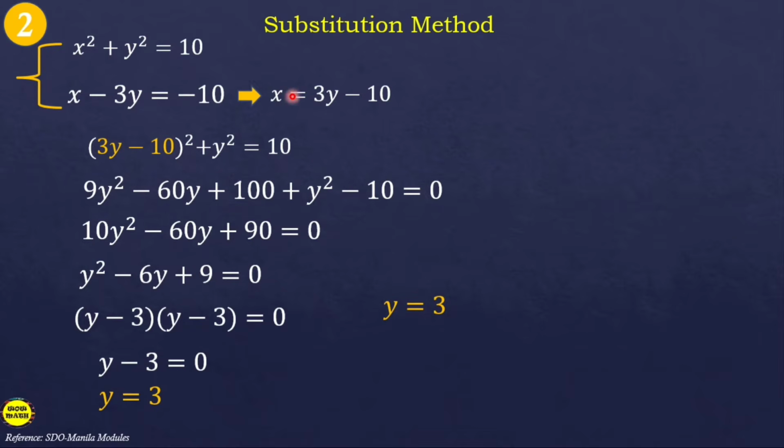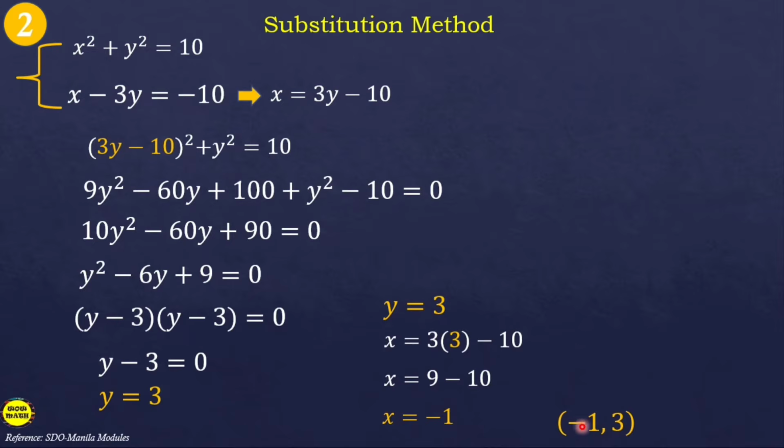So, isa-substitute natin dito. X is equal to 3 times 3 minus 10. Pinalitan natin yung y natin ng 3. So, 3 times 3, that is 9. Minus 10, the answer is negative 1. So, if your y is equal to 3, your x is negative 1. So, ibig sabihin, yung solution natin dito is negative 1, 3.